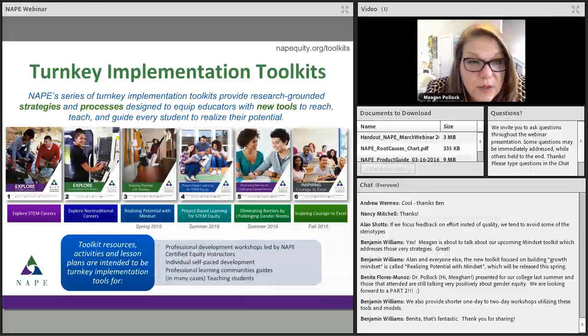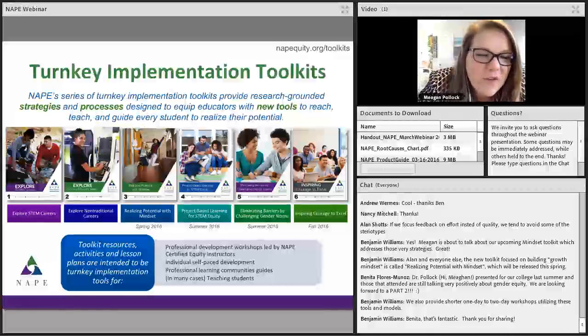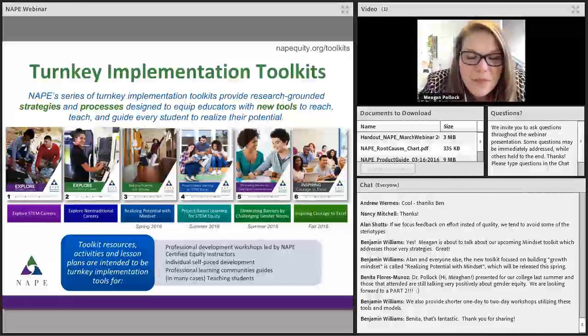So I want to tell you about some exciting news about our toolkits. If you've been around for a while, you know that we have the Explore STEM Careers Toolkit. This is a project that I got to do for NAEP years ago, and it was our very first toolkit, and that was a product of years and years of working with counselors here in Texas and customizing worksheets and strategies for them to work with students to get them excited about STEM careers. And so that is one of my favorite and our legacy toolkit.